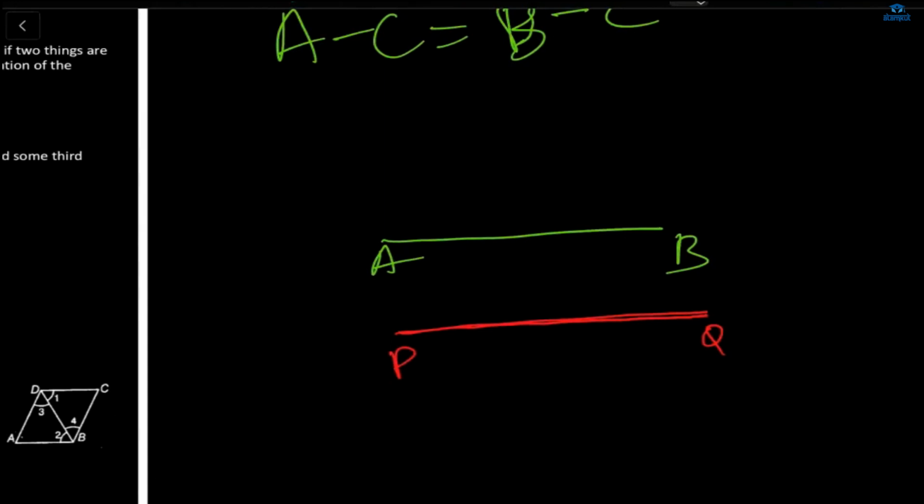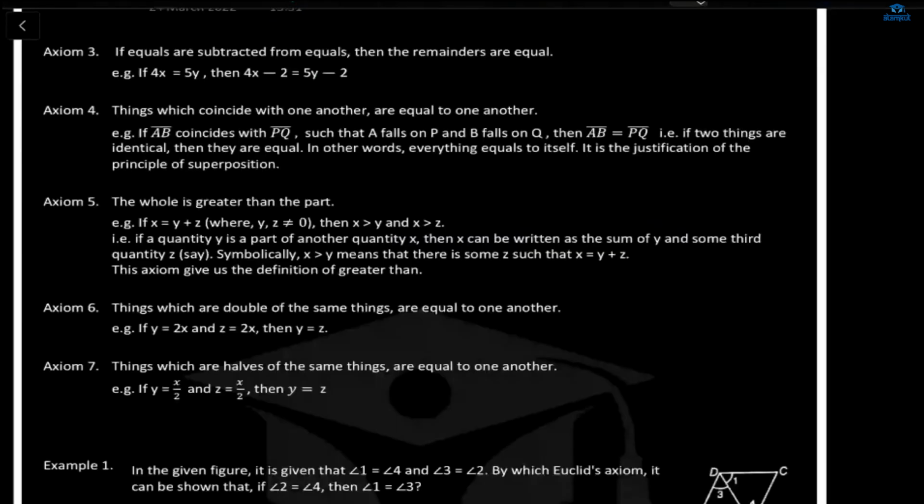अगर एक चीज दूसरे को बिल्कुल ओवरलैप कर रही है या कॉन्साइड कर रही है तो वो इक्वल होगी कि नहीं? Yes, ma'am. Yeah, so it will be equal. The same thing it is telling you here: AB will be equal to PQ. So things which coincide with one another are equal to one another.